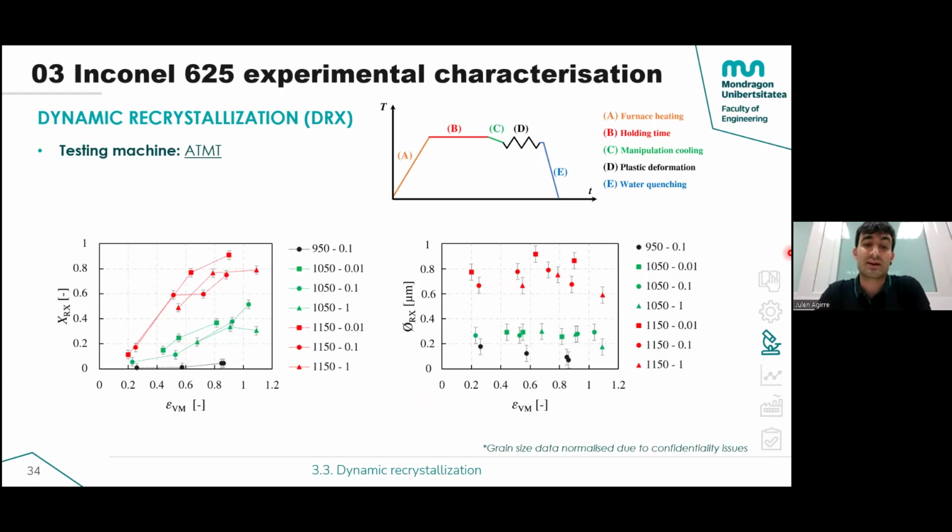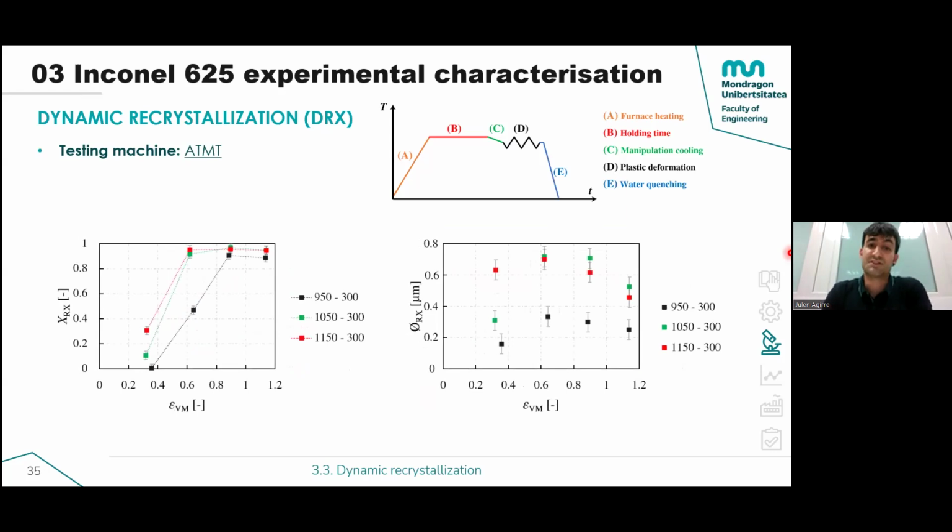In this picture, you can see a classical tendency of dynamic recrystallization, with higher recrystallized fractions and bigger recrystallized grain sizes with higher temperature. And the recrystallized fraction, or recrystallized grain size, has a constant evolution with strain level. The same with the hammer tests at intermediate strain rates.